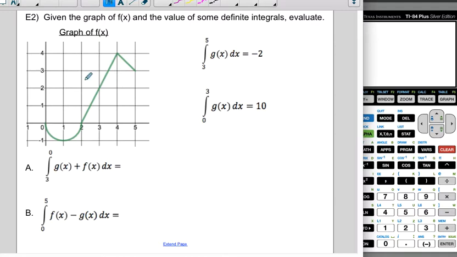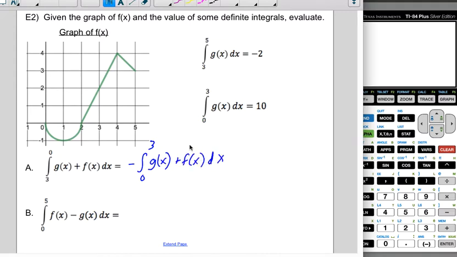Given the graph of f of x and some values of definite integrals, evaluate. Okay, so if I'm integrating from 0 to 3 of g of x plus f of x, there's a couple things going on. The first thing I'm going to suggest you do is switch the bounds. I'm going to make this the negative integral from 3 to 0. Sorry, I said 0 to 3 before and I meant 3 to 0. My brain is tired. I'm going to make this the negative of these things, right?